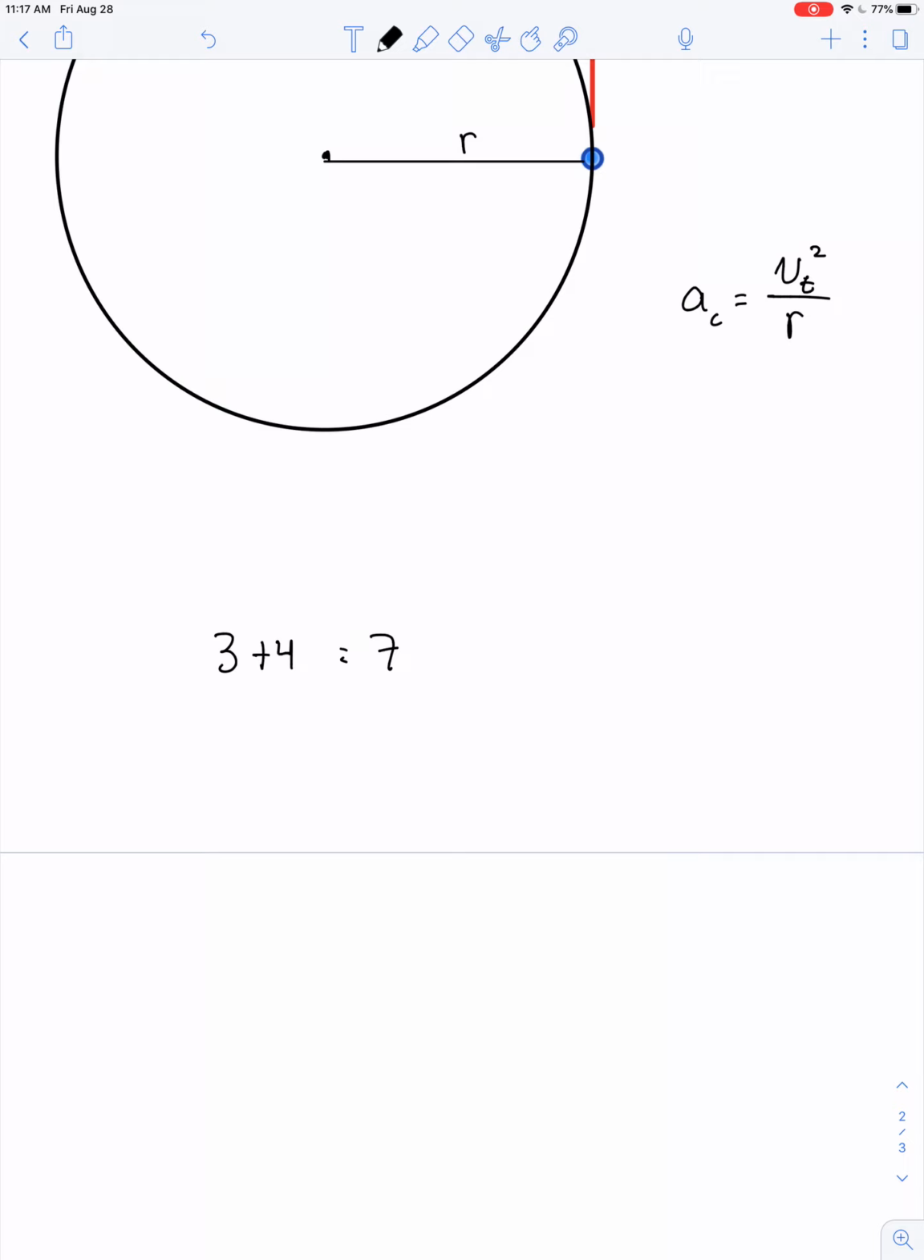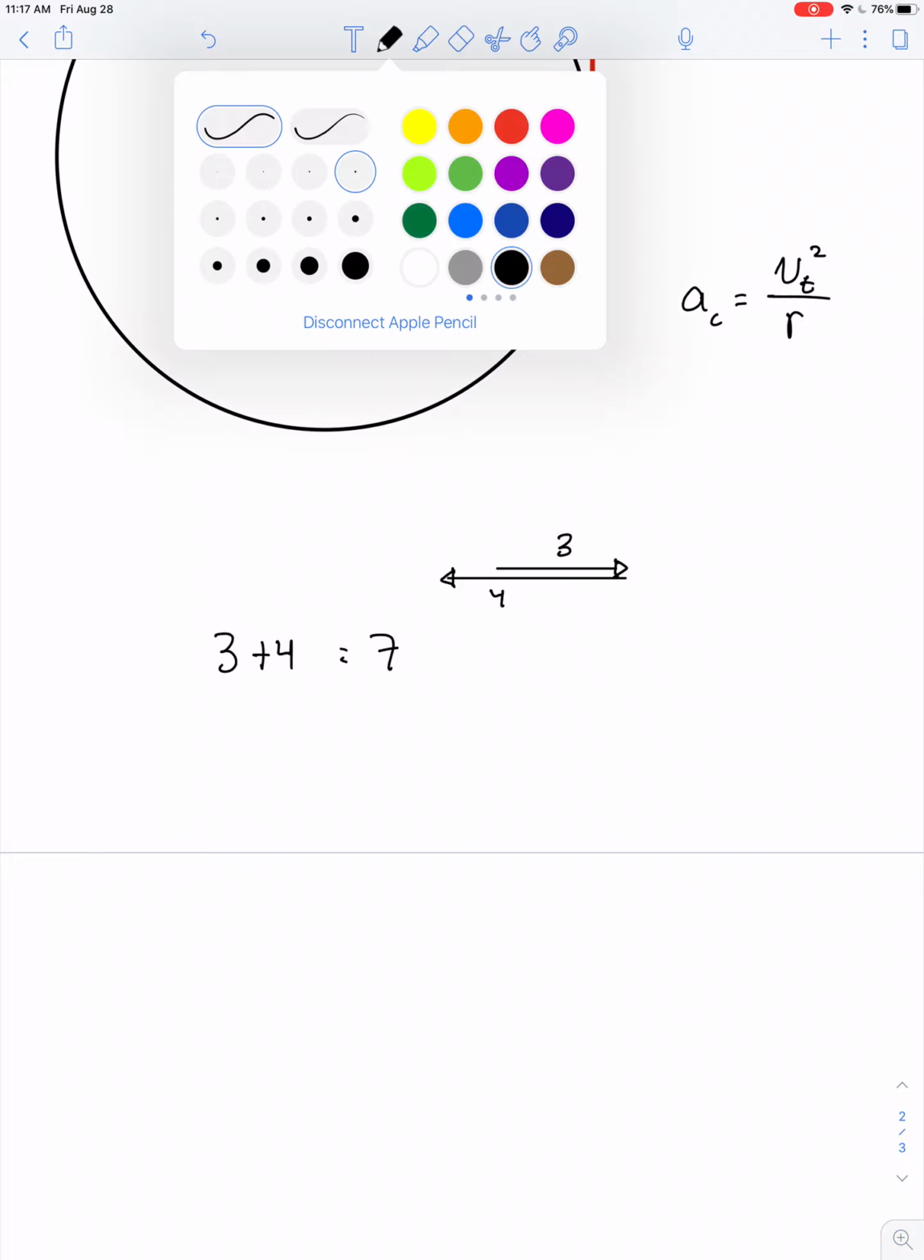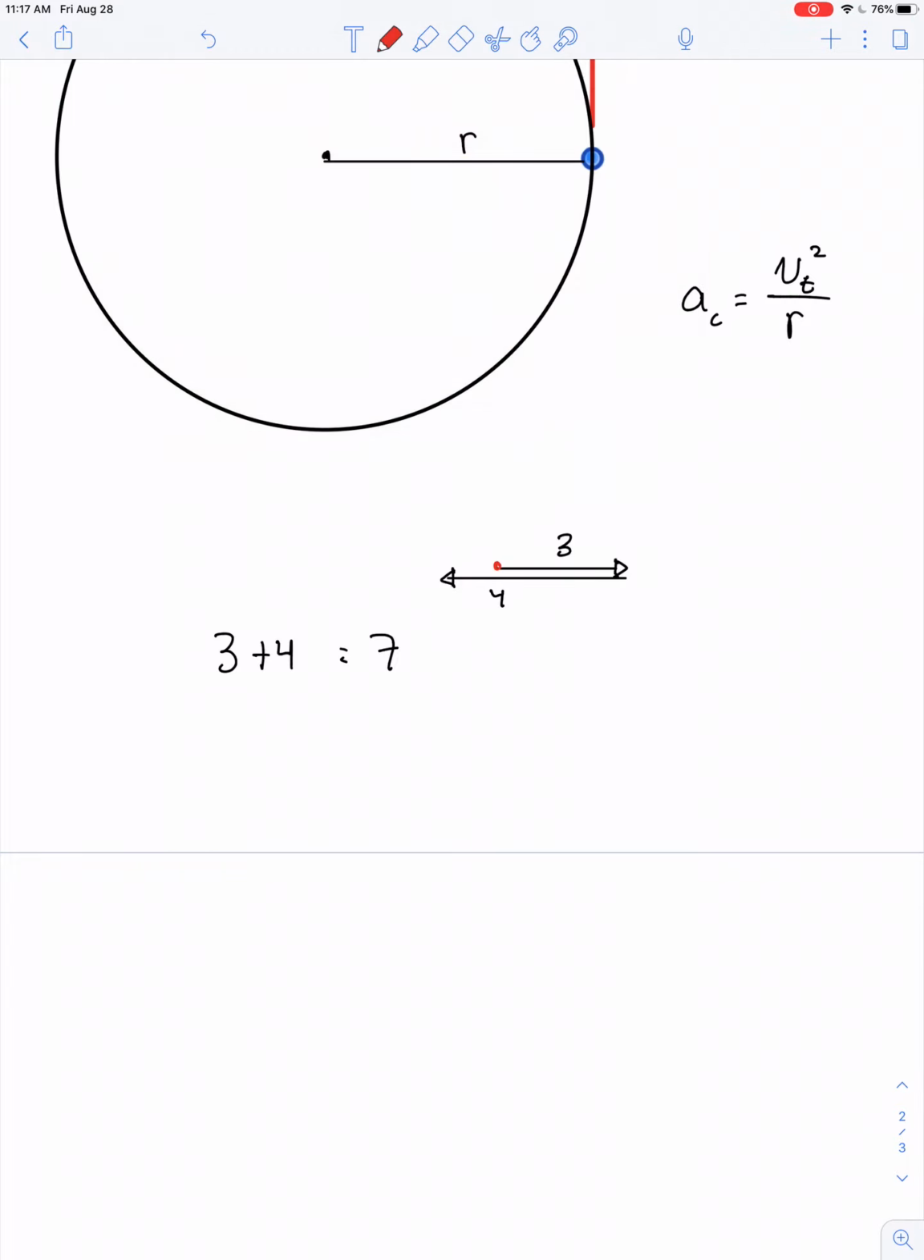But let's think about these two vectors. What if I take a vector that's 3 units long pointing to the right, and I add to that a vector that's 4 units long pointing back to the left? The end result might be a distance of 7, but the displacement that results in a case like this is actually only 1 unit pointing to the left. So sometimes 3 plus 4 equals -1.